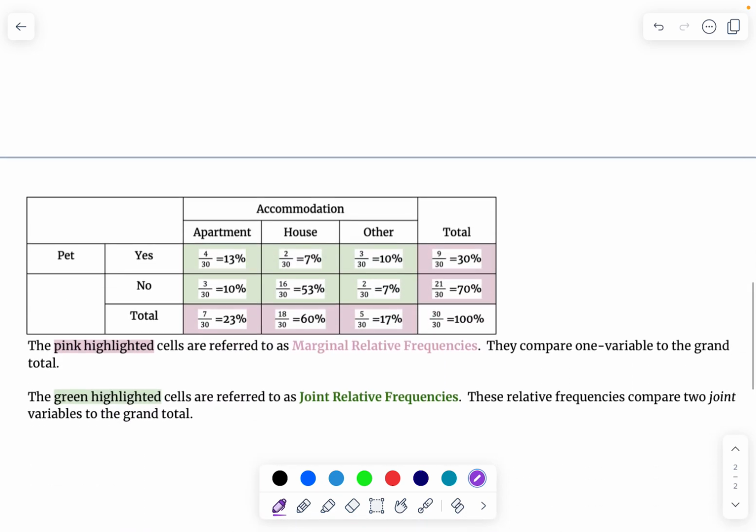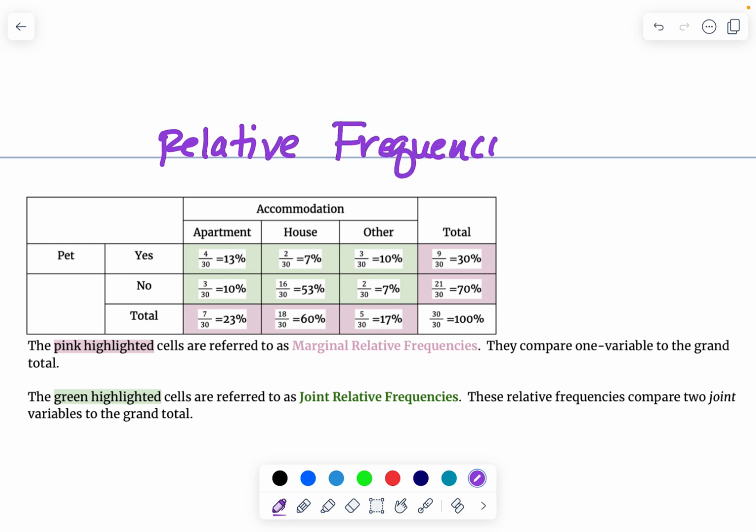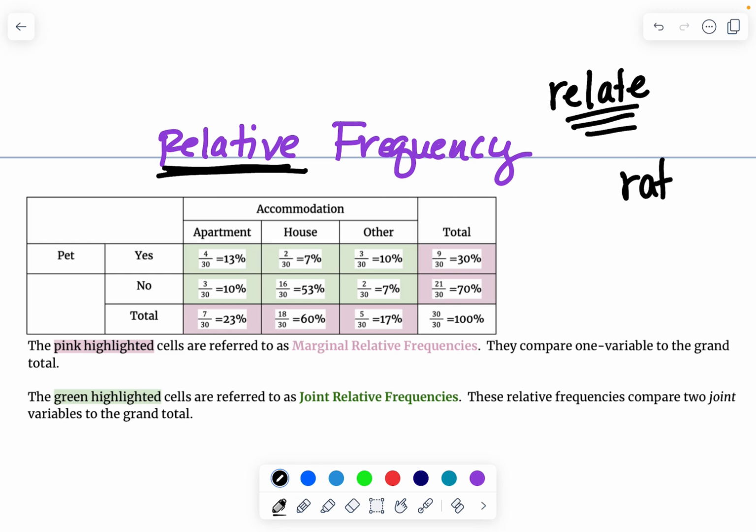Another type of frequency table is called a relative frequency table. If you think about the word relative, what is a root word in the word relative? Think about the root word of relate. So relative frequencies are going to be relating two numbers. Actually, relative frequencies could be thought of as ratios because you're relating one number to another.